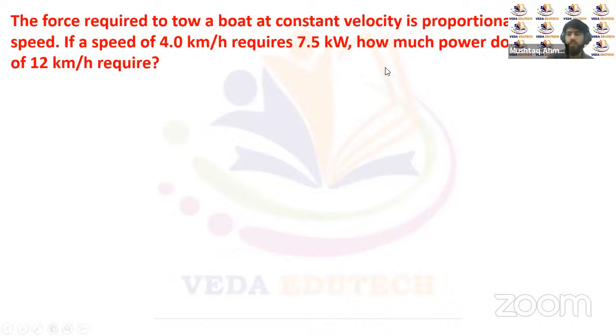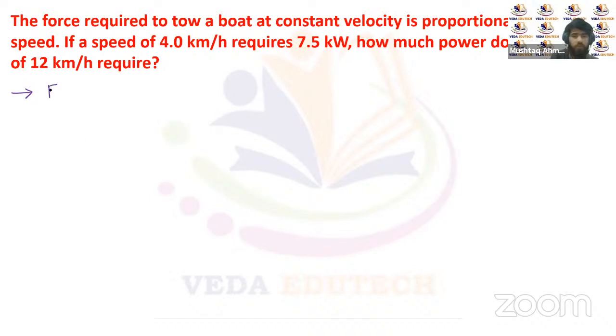Now let's move to another question. The question is that the force required to tow a boat at constant velocity is proportional to the speed. If a speed of 4 kilometers per hour requires 7.5 kilowatts, how much power does a speed of 12 kilometers per hour require? It's a very interesting question. We're towing a boat, and the force required at constant velocity is proportional to the speed.